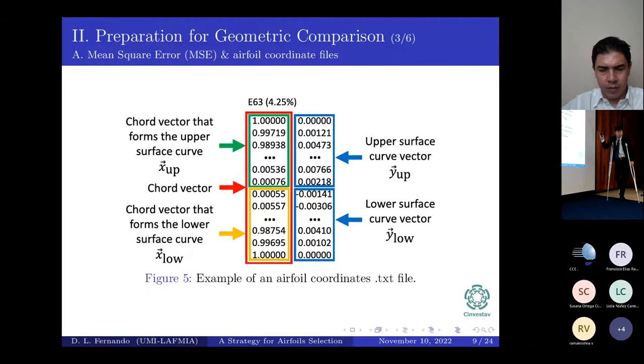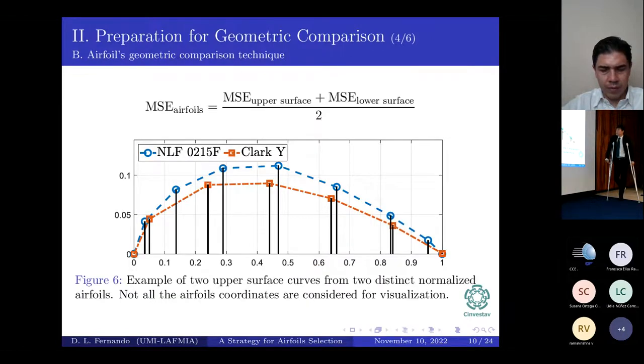So we got a chord vector at the left, as I've already said, and we can trim it into the chord vector that forms the upper surface curve and the chord vector that forms the lower surface curve. In this way, we got the coordinates of our airfoil file. So what are we going to do? We are going to apply this metric to compare two pairs of airfoils. First of all, we compare the upper surfaces of these two airfoils, and then we add the metric of the lower surfaces of the pair of airfoils, divided by two, and we got the metric of the airfoils in general for the two pairs of airfoils.